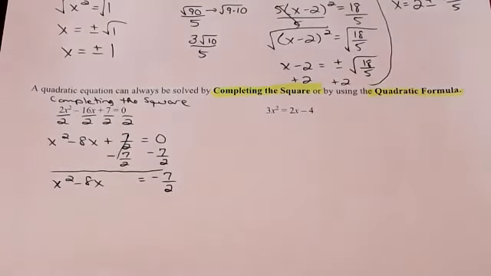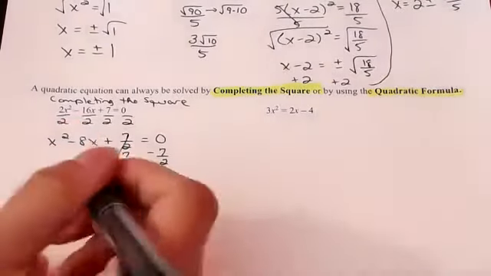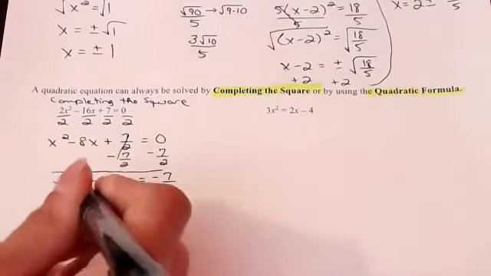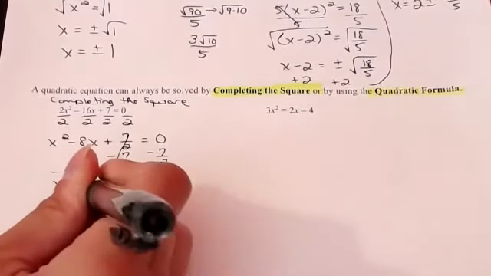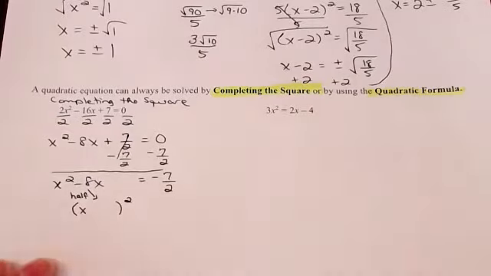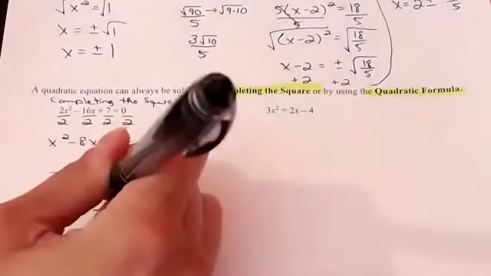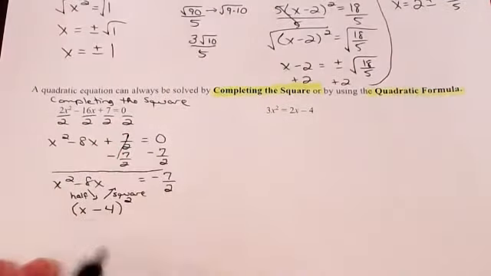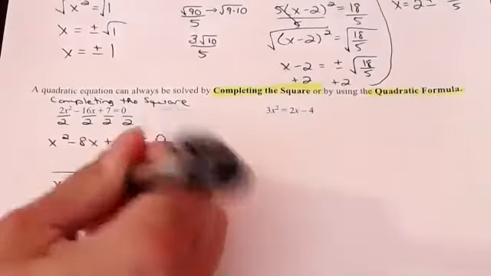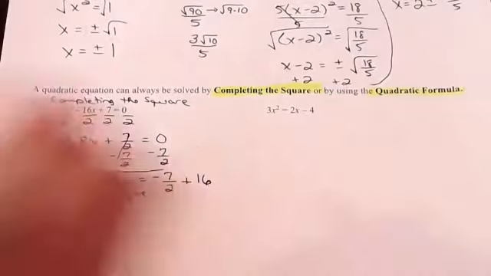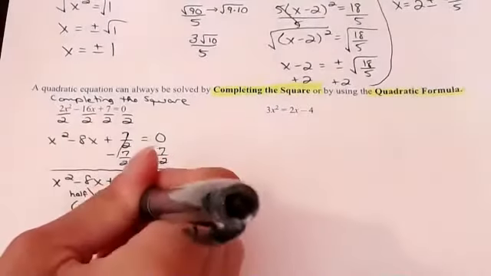Recall that we want to write it as the square of a binomial, and we do that by taking half of our b term. So half of negative 8 is negative 4, and then we take that negative 4 and we square it. So negative 4 times negative 4 is a positive 16. What you do to one side, you do to the other side. So we definitely have to add 16 to both sides.